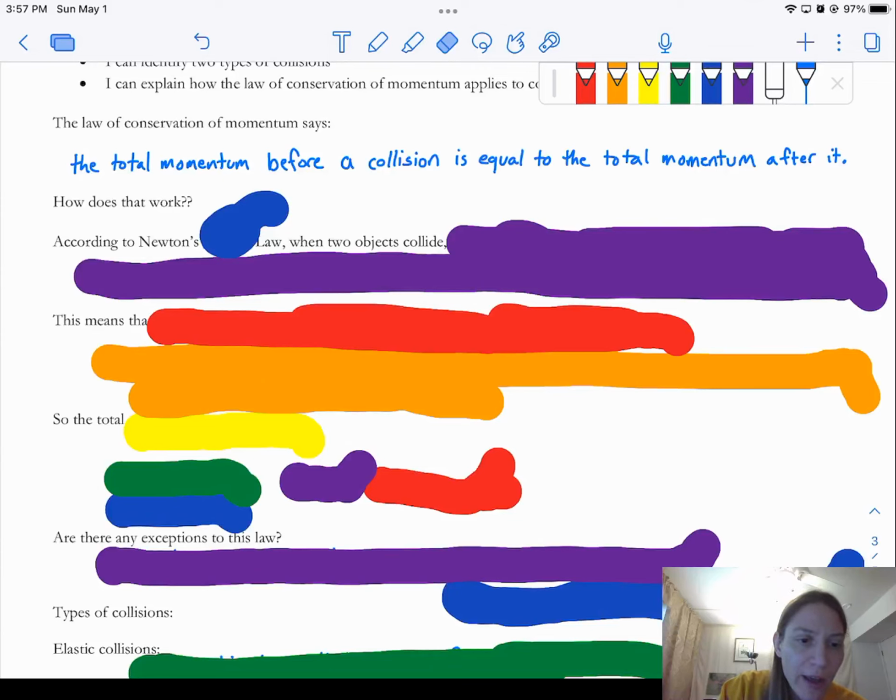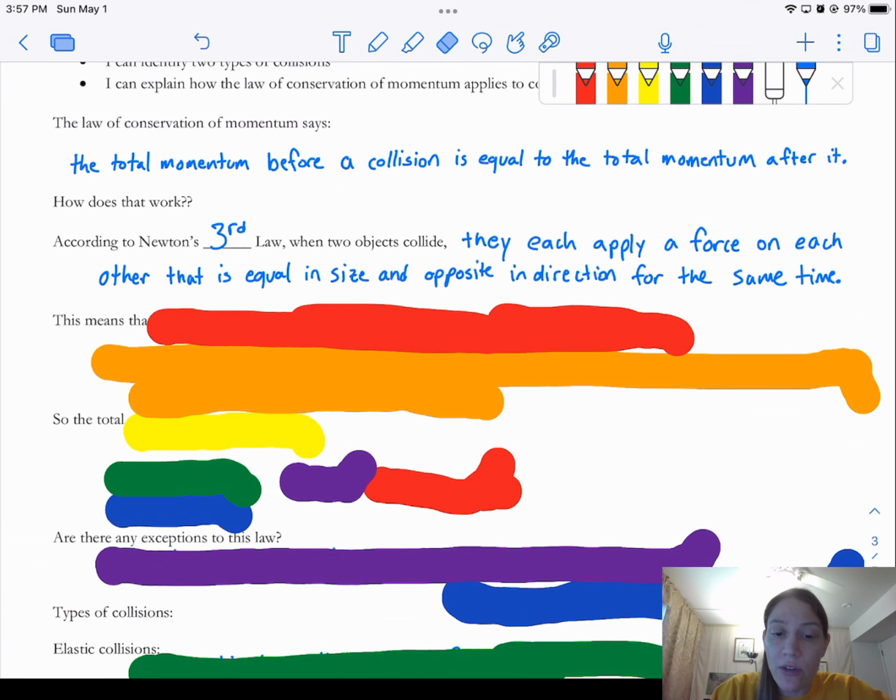So let's talk about how that works. It basically starts from Newton's third law. So when those two objects, any two objects, could be 3, could be 4, could be 15, who knows? Whenever those objects run into each other, there's an interaction that we've already talked about with Newton's third law. When one object runs into another, they each apply a force on the other.